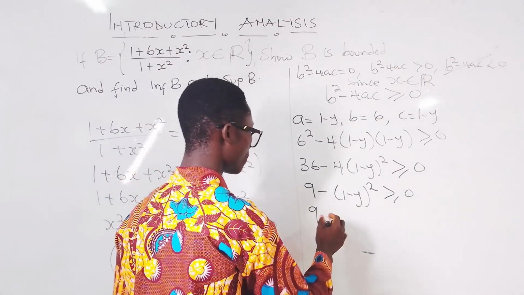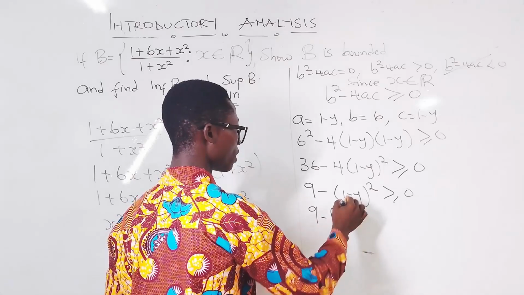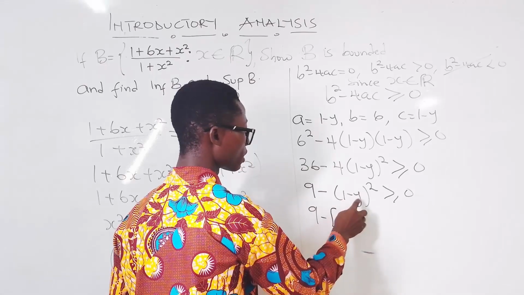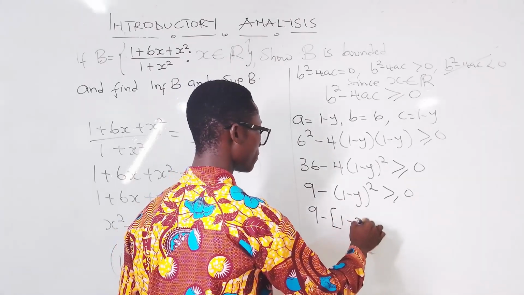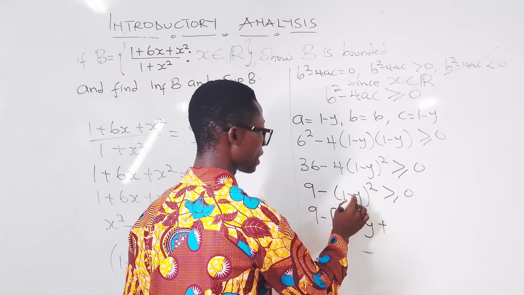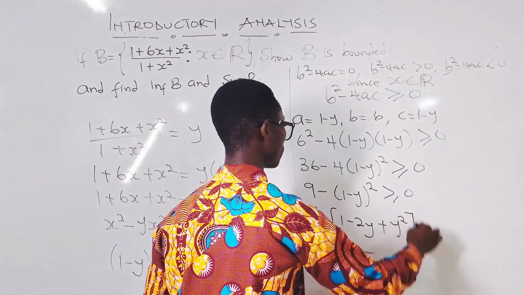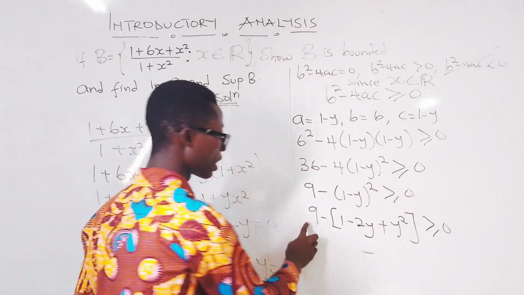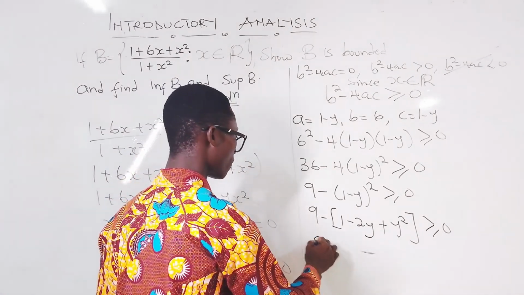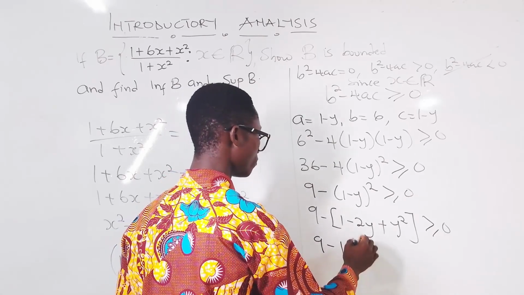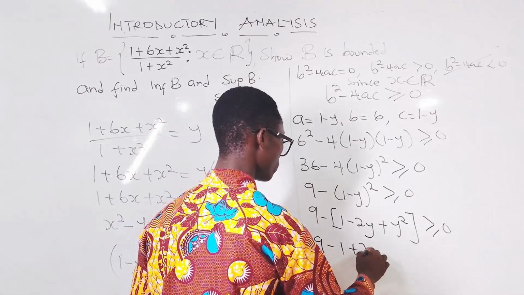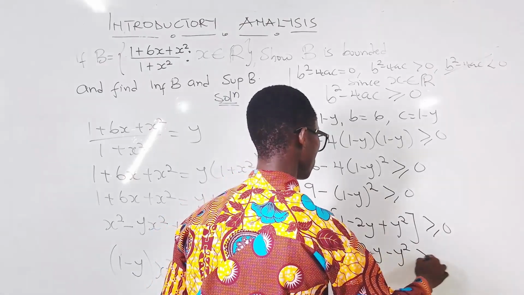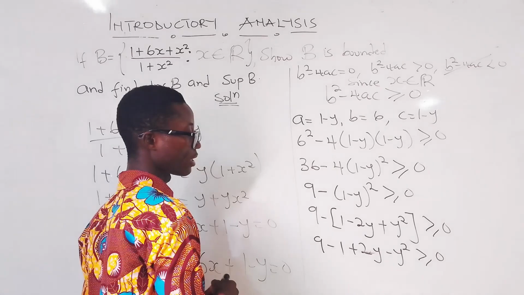I am going to get negative, 1² which will give me 1, 2 times 1 times negative y, which will give me negative 2y, then negative y squared will give me y². This is greater than or equal to 0. Now let me multiply by negative. I'm going to have 9 - 1 + 2y - y² greater than or equal to 0.